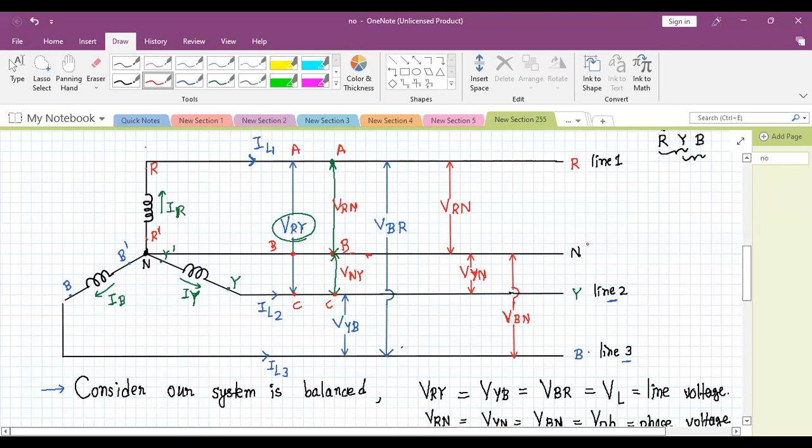Is it clear? So here I can write VRY is equal to VRN plus VNY. Getting my point? From here to here and from here to here, A to B plus B to C. Write down in the chat box. So VRY is equal to VRN, A to B, plus VNY, B to C. And it is a phasor summation.